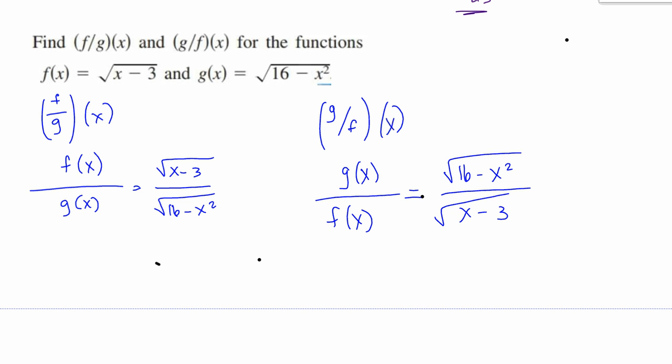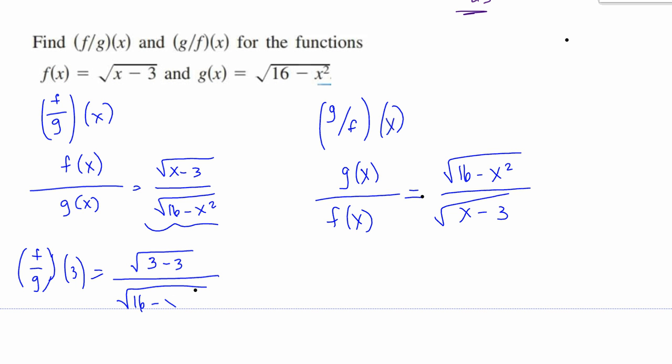It's exactly the same. For example, if I asked you to find f divided by g of 3, that would mean to take this function right here, and everywhere there is an x, we would plug in a 3. So on top would be square root of 3 minus 3. On bottom would be square root of 16 minus x squared. Whoops, 9, because it was 3 squared. So that would be square root of 0 on the top over square root of 16 minus 9, 7. Doesn't matter because square root of 0 is just 0. Divided by anything is still just 0. And so on and so forth. So you can still evaluate it at one of those.